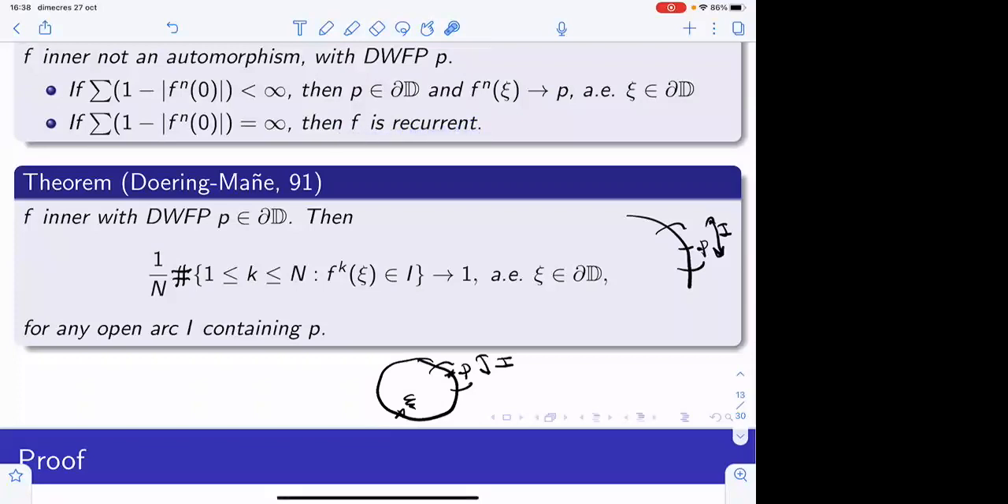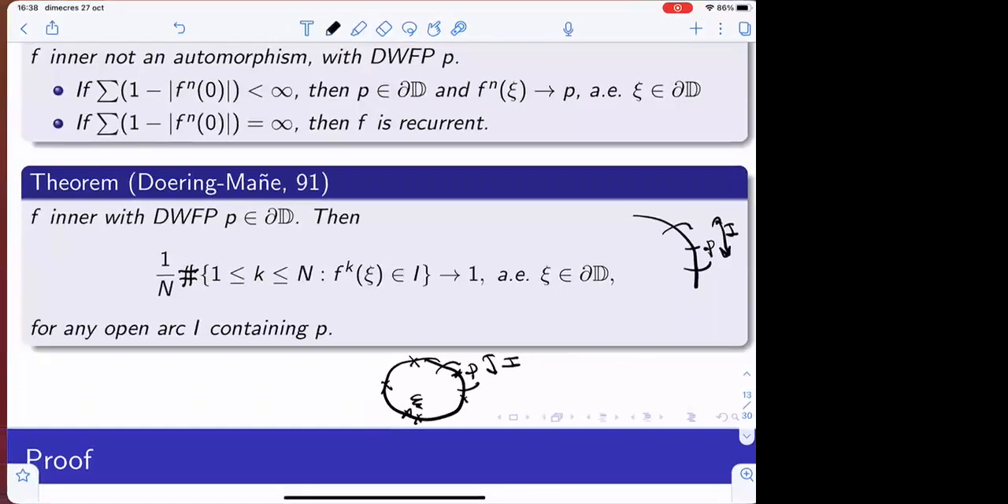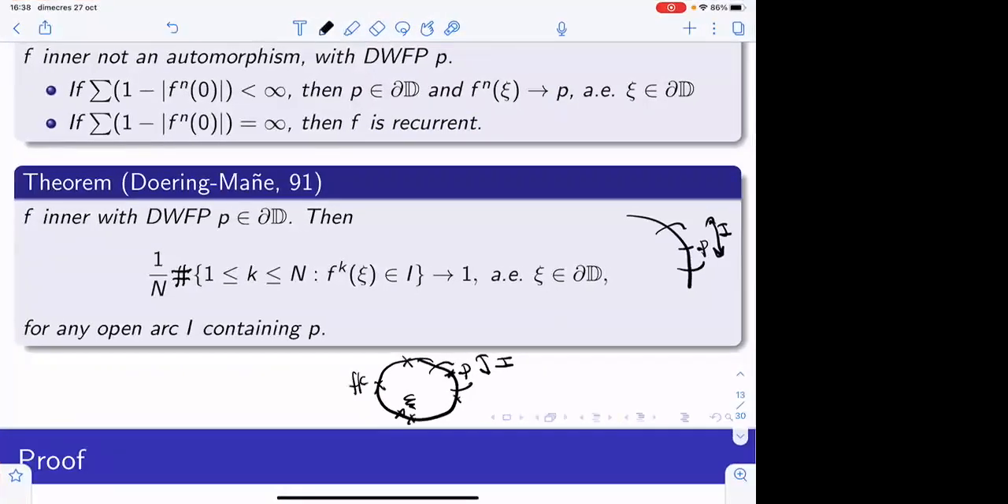If the mapping is recurrent, this means that if you start at almost every point psi, the orbit visits any neighborhood of psi infinitely often. So the orbit must visit, so this would be f of psi and so on. The orbit should visit psi infinitely often, or any neighborhood of psi infinitely often.